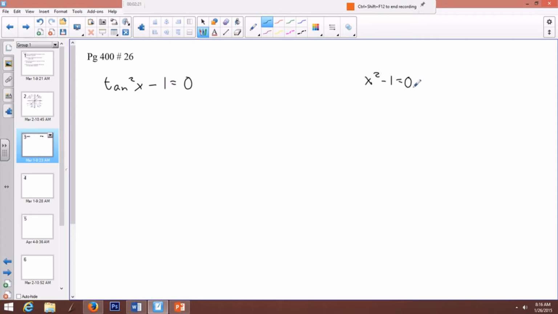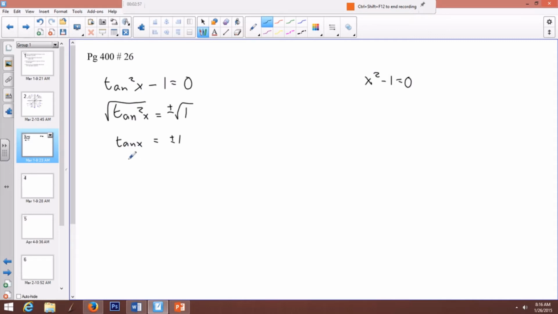Just like I would solve this one, when I solve this one, the only added step is that at the end, I have to deal with the trig expression. So I'm going to add 1 to both sides, and I get tangent squared of x is equal to 1. Then I'm going to take the square root of both sides. Since I'm taking the square root, I'm going to add plus or minus there. The square root of tangent squared x is just tangent x, and the square root of 1 is just 1. So I have plus or minus 1. It's at this point I have to deal with that tangent of x.